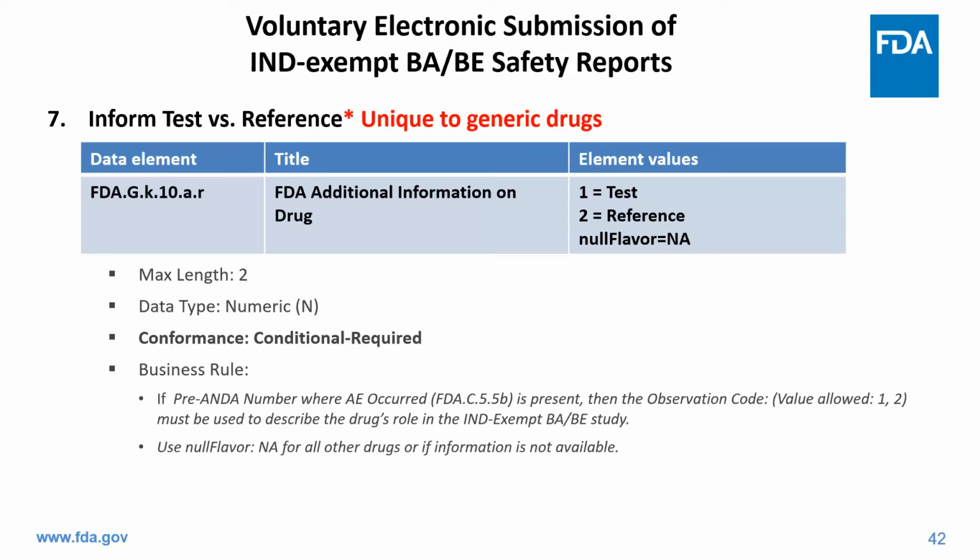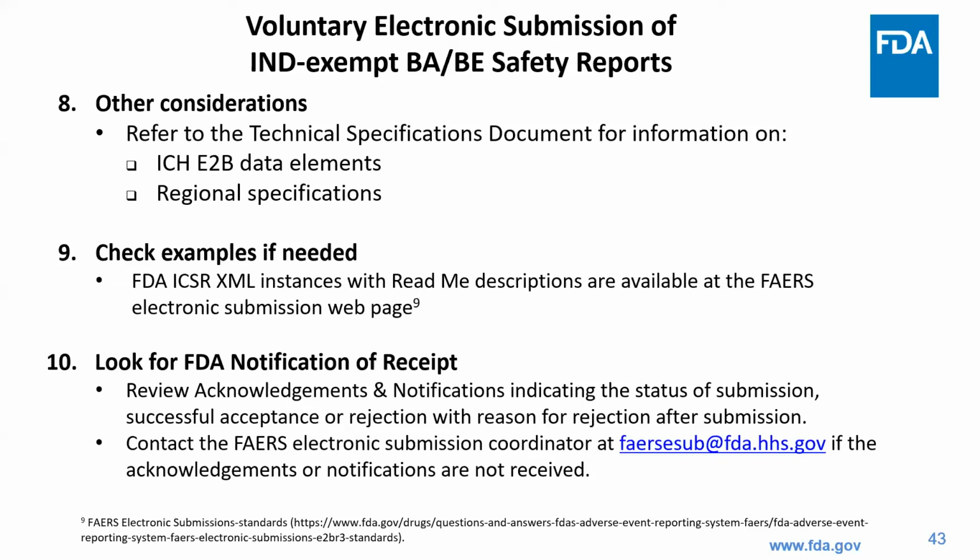So far in this presentation, I have highlighted some of the data elements in the IND-exempt BABE electronic safety report, but these are not the only data elements, and there are many other data elements necessary to successfully submit an electronic pre-market safety report. So we highly recommend submitters to refer to the technical specification document for more information on other ICH and FDA regional E2B data elements. To support this transition, sample XML files are made available at the FDA FAERS website.